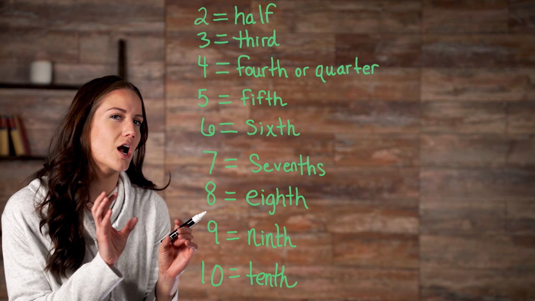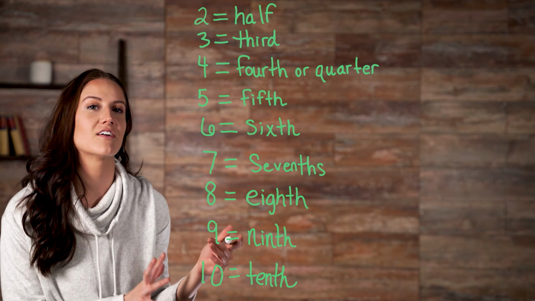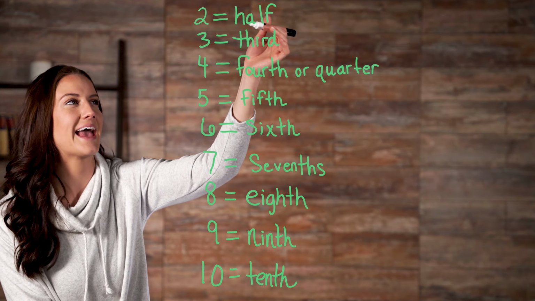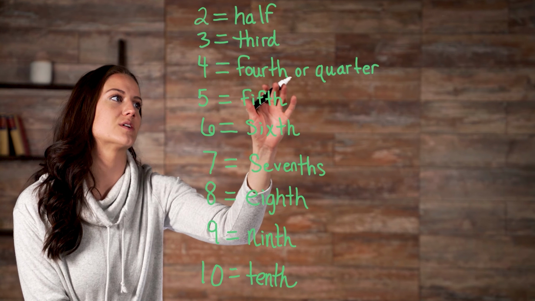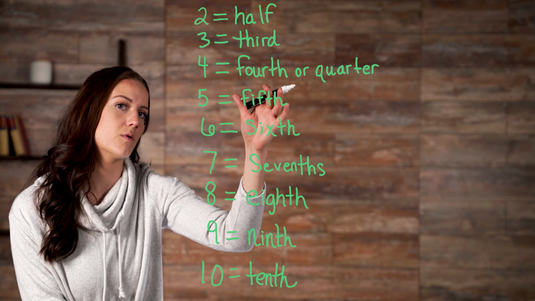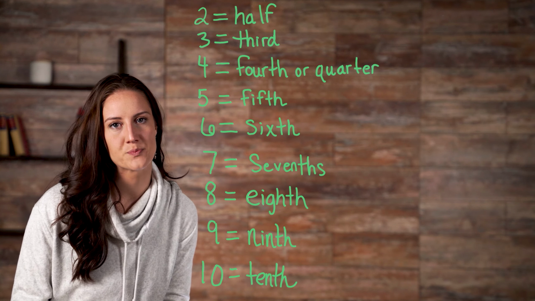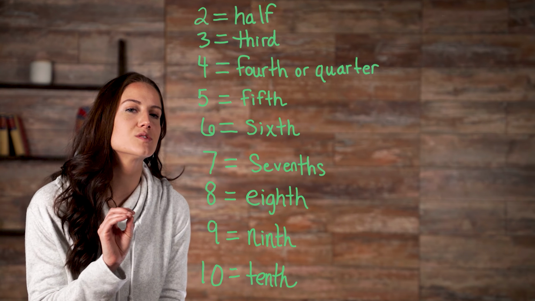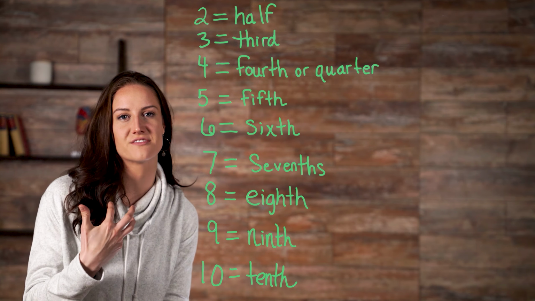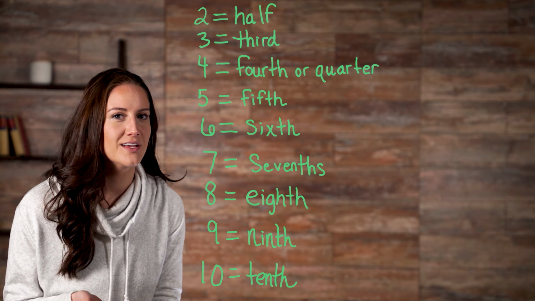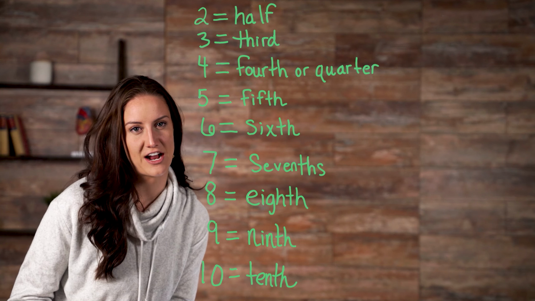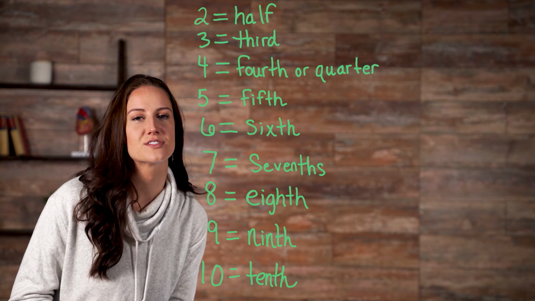As you can see, there are a couple of exceptions. If our denominator is 2, you could say half instead of second. Or if our denominator is 4, you can say quarter instead of fourth. But either one is acceptable. Hopefully that helps you to understand how fractions are defined and also how to actually say them out loud. But there are different types of fractions. Let's take a look at those.